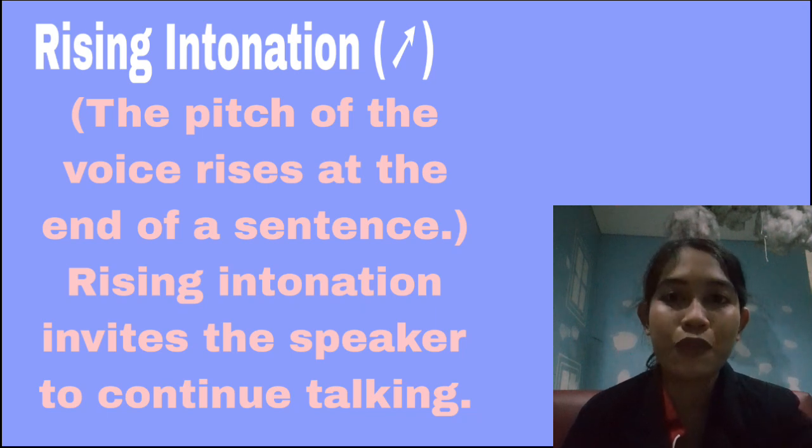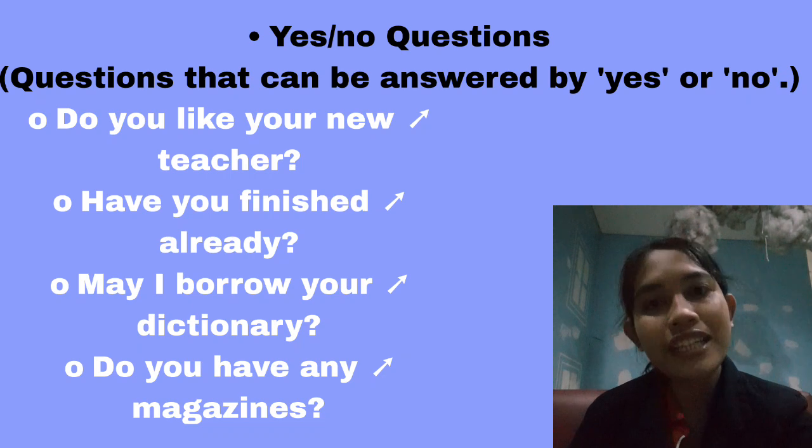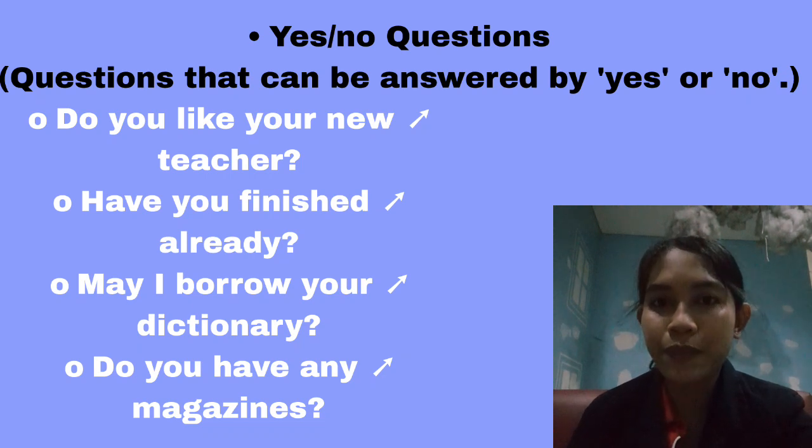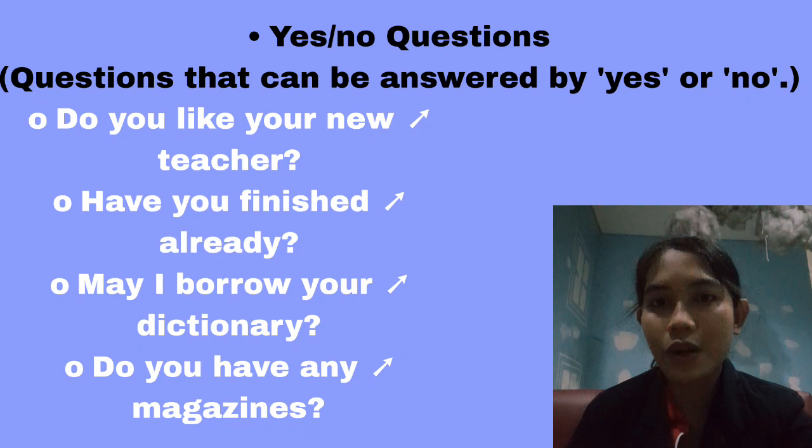In rising intonation, the pitch of the voice rises at the end of a sentence. Rising intonation invites the speaker to continue talking. It is normally used with yes or no questions and question tags that are real questions. Yes or no questions can be answered by yes or no. Examples, as you can see on the screen, are: do you like your new teacher? Have you finished already? May I borrow your dictionary? And so on.